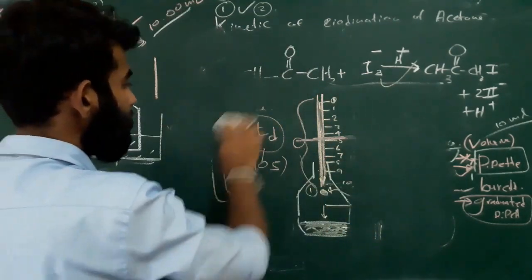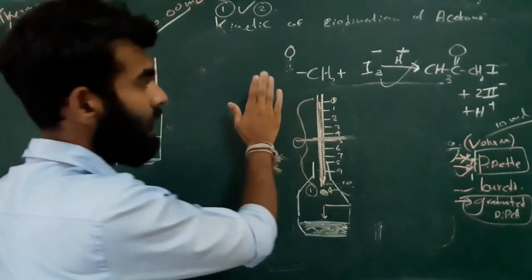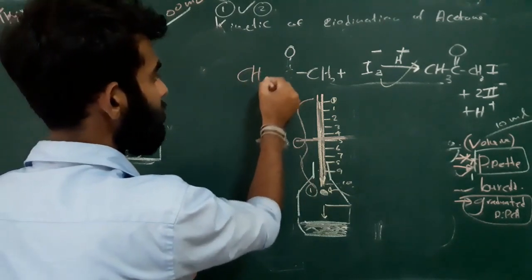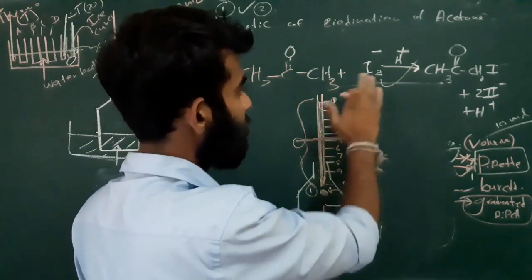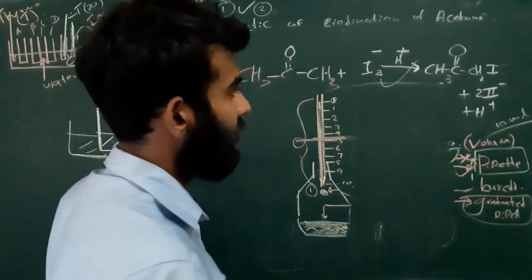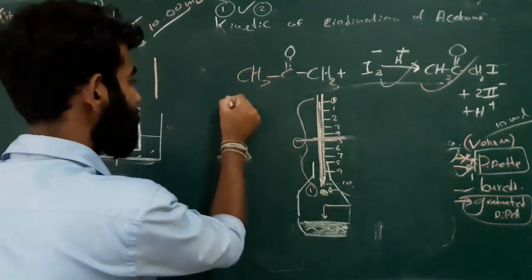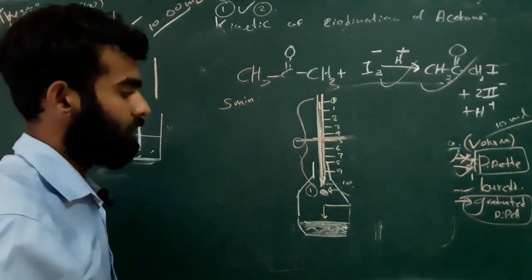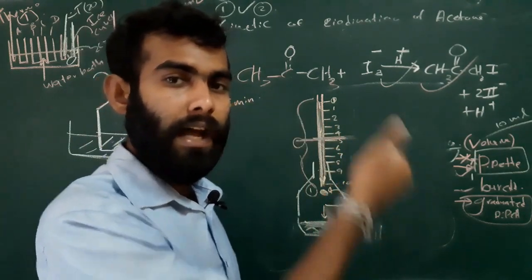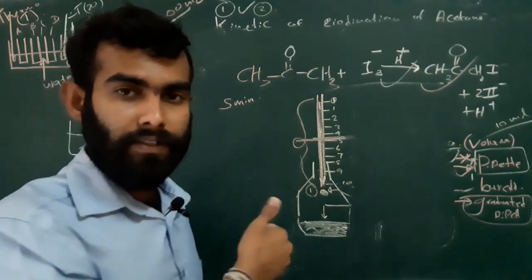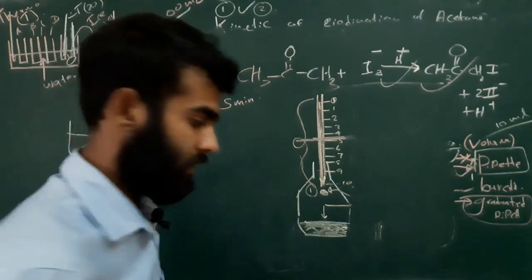What should we do after this? After mixing, this reaction will happen: CH3COCH3. Iodine will replace one hydrogen from this CH3 group, and this will be the product. After 5 minutes, what should we do? We have to extract 10 ml of this reaction mixture and add it into a particular vessel. What is that? A conical flask containing sodium bicarbonate. Why is that?